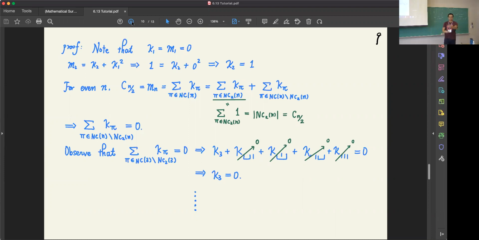Now if we go to n equal to 4, we have kappa 4 plus the last part, which cannot be a pairing. If it cannot be a pairing, each pi will contain a singleton or some block with 3 elements. Then we force each of them to be 0 again. So we just go through this process, and we can see all of them will be 0. Okay, that's the sketch of the proof.